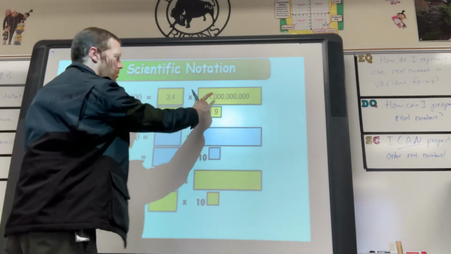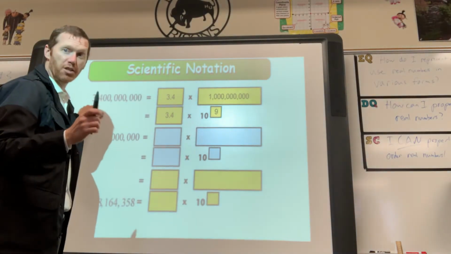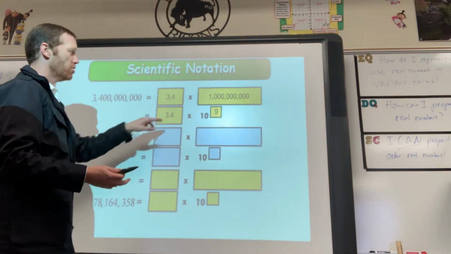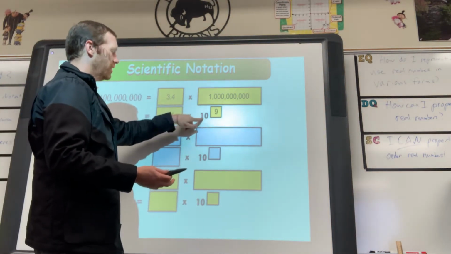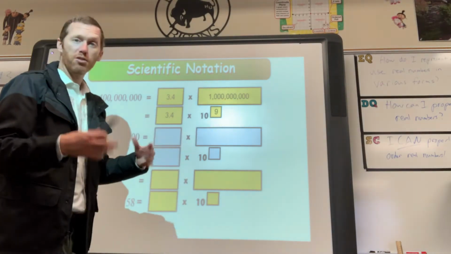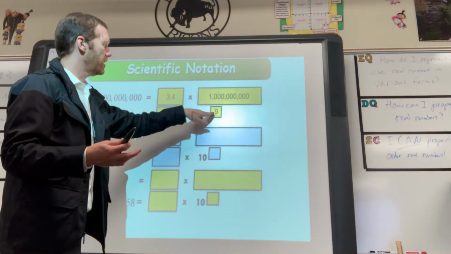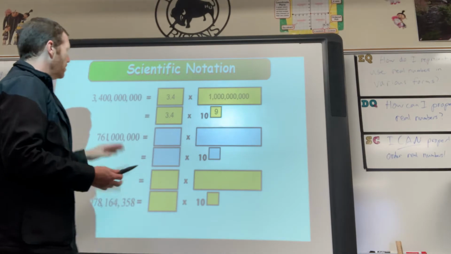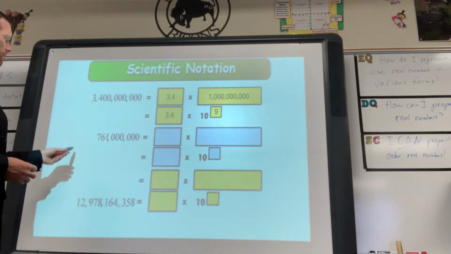Then the second number you figure out by asking yourself, how far did I move the decimal? And I moved the decimal 9 spots, so this second number is going to be 10 to the 9th power. If I'd moved it 12 spots, it would have been 10 to the 12th power, and so on and so forth. So 10 to the 9th, 1 followed by 9 zeros, that's a billion. 3.4 times a billion is 3.4 billion.